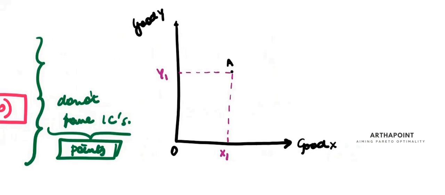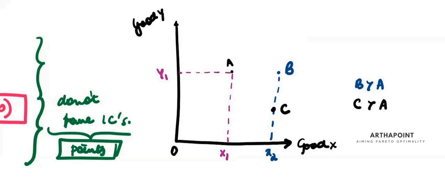Now consider any point to the right of point A. Consider a point like this, let's say B. Clearly B has more of good X, so we know that B should be preferred over A. Consider a point like point C. C also has more of good X, so C should also be preferred over A. Point D also has more of good X, so D should also be preferred over A.